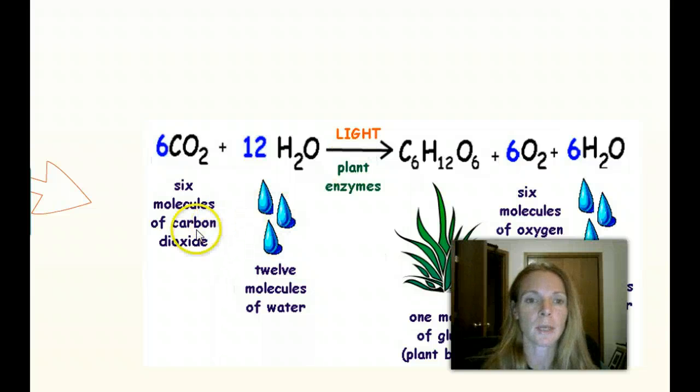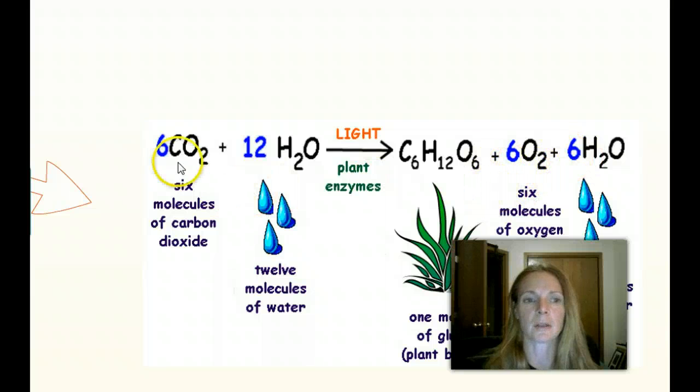So here is the chemical equation for photosynthesis. You have CO2, and in a balanced equation, that's why you have these numbers here, 6, 12, 6, and 6. Ultimately, the main components are 6 molecules of carbon dioxide and 12 molecules of water, H2O. Then, with the aid of light, which we'll talk a lot about, sunlight, and plant enzymes, you produce glucose, 1 molecule, and also 6 molecules of oxygen and 6 molecules of water.